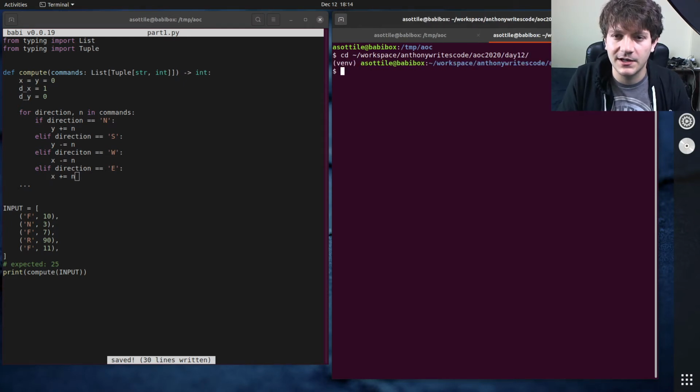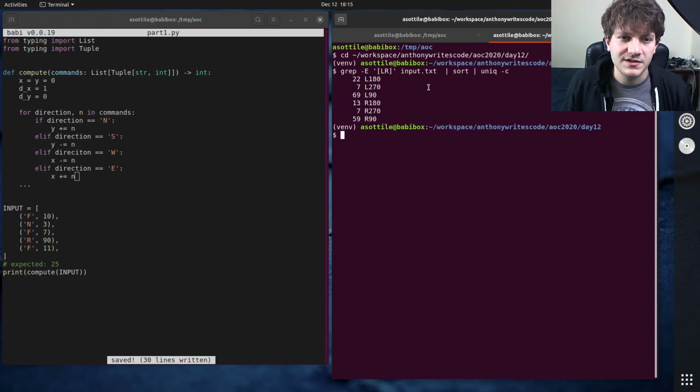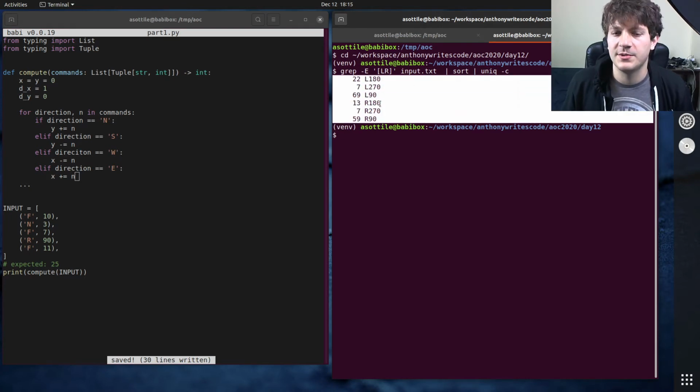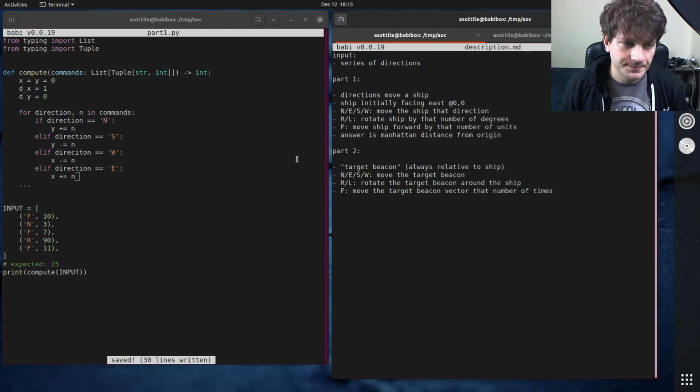And I ran, see, yeah, this is actually the exact command I ran. I ran grep -E for L and R across our input text and then sorted and uniqued it. And you can see that they are all multiples of 90, and so we can make some assumptions about how we're going to do our rotations. Basically, there's only going to be 4 possible orientations of our ship here.